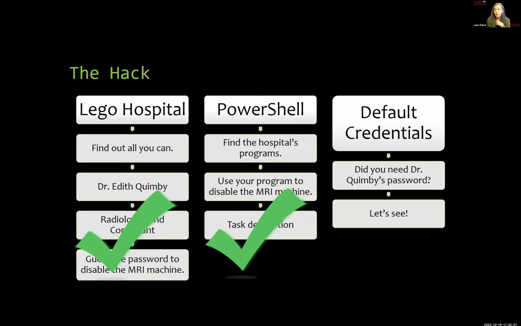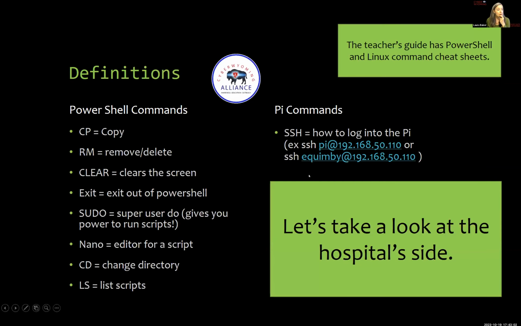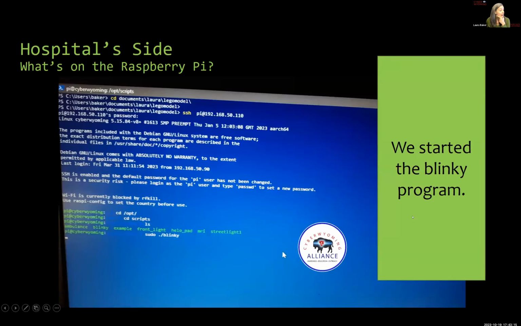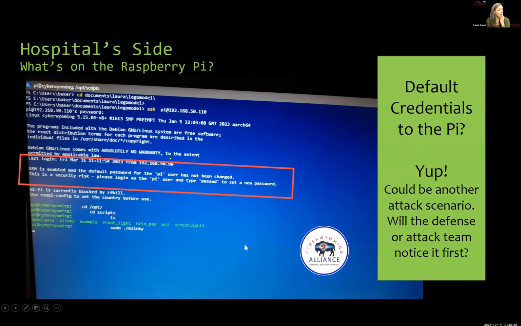Then you find out that there happen to be some default credentials. So you can get into the Edith Quinby user ID, or maybe you can get into the whole server room using the Pi ID. Let's take a look at that hospital side. And sure enough, this is somebody logged into the hospital side, and you see that there's a couple of different programs that run the ambulance lights, the example lights, a front light, a helipad light, the MRI, and a street light. But look at this.